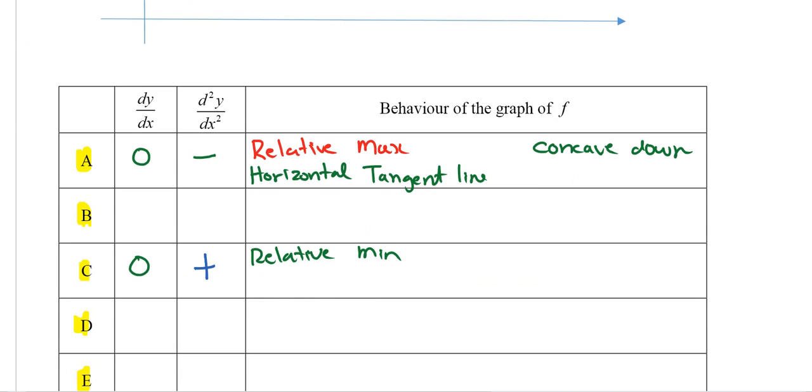My second derivative is positive. Since I'm positive, I'll say concave up. And you could also say that I have a horizontal tangent line. I'll just say horizontal tangent line for short. Okay, and that's about it. I'll move on to the next point.